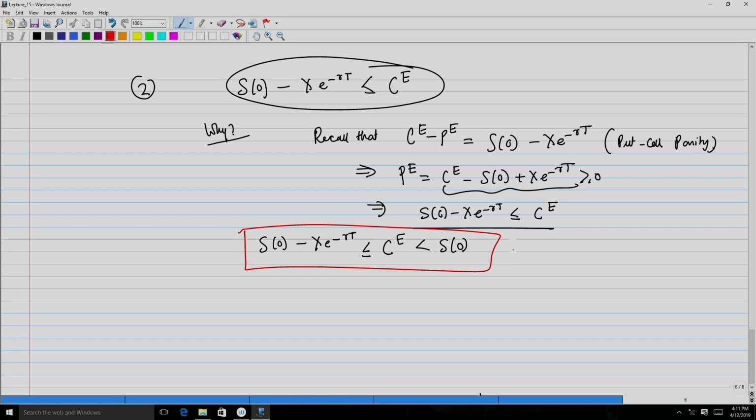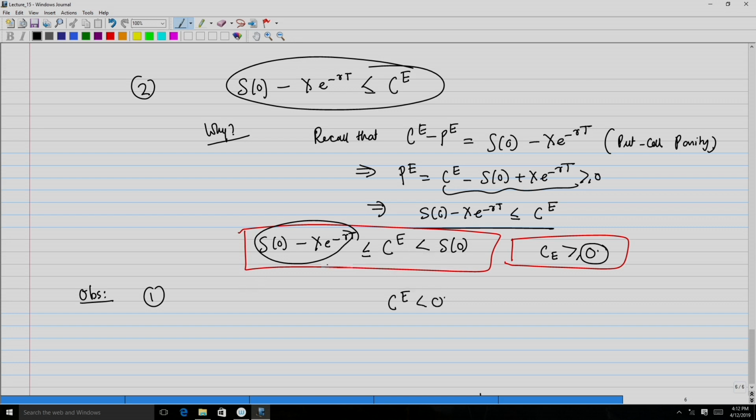Now, also remember that there was another result, namely that C e is going to be greater than or equal to 0. So, C e actually has two lower bounds, 0 and this respectively, and so accordingly we have the following observations. First of all, C e is strictly less than S 0, but C e, now taking into account both these lower bounds, can be rewritten as maximum of 0 comma S 0 minus X e raised to minus R t, and this is going to be less than or equal to C e.